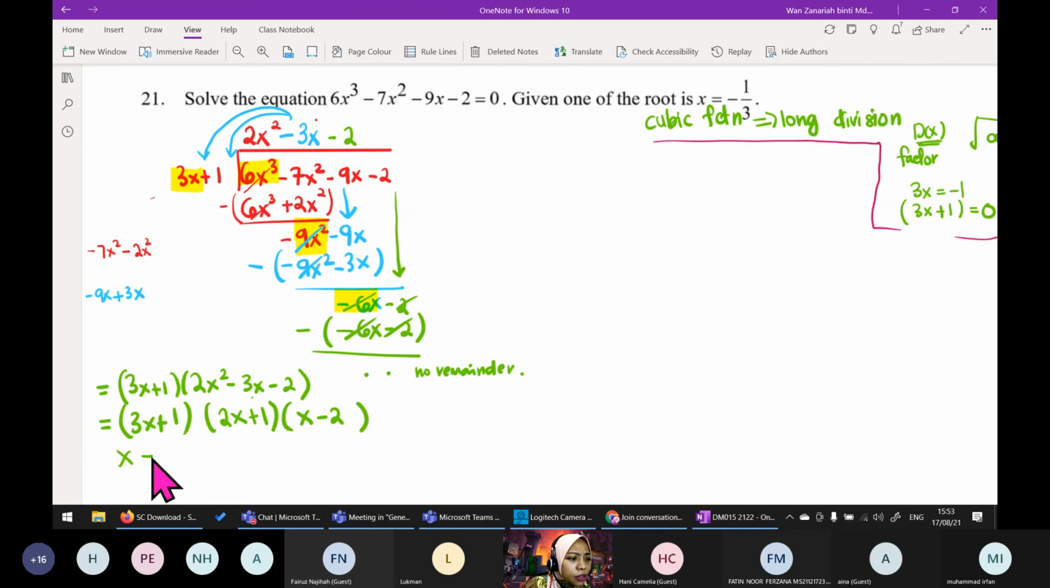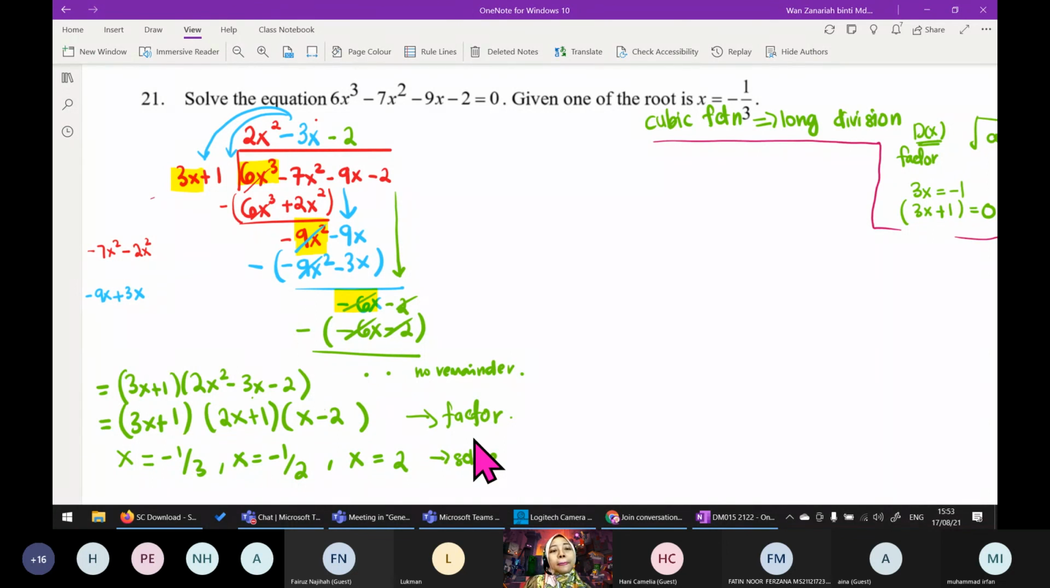Okay, solve. Bila dia kata solve, mesti bagi final answer in terms of x. So x is negative 1 over 3. Or x equals to negative 1 over 2. Or x equals to 2. Ini kalau dia minta solve for x. Tapi kalau dia minta factor, ini. Okay?